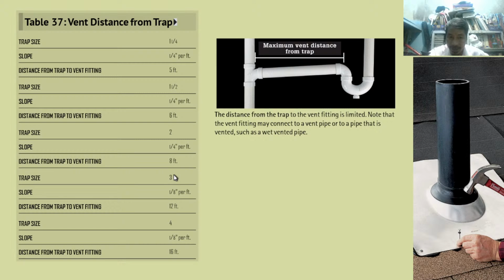So for pipe size of 3 and bigger, the slope is 1/8. For smaller pipe sizes, the slope is 1/4. So as the pipe becomes bigger, the slope will become smaller. Okay? Do you follow? Pipe size 3 and 4, slope 1/8.